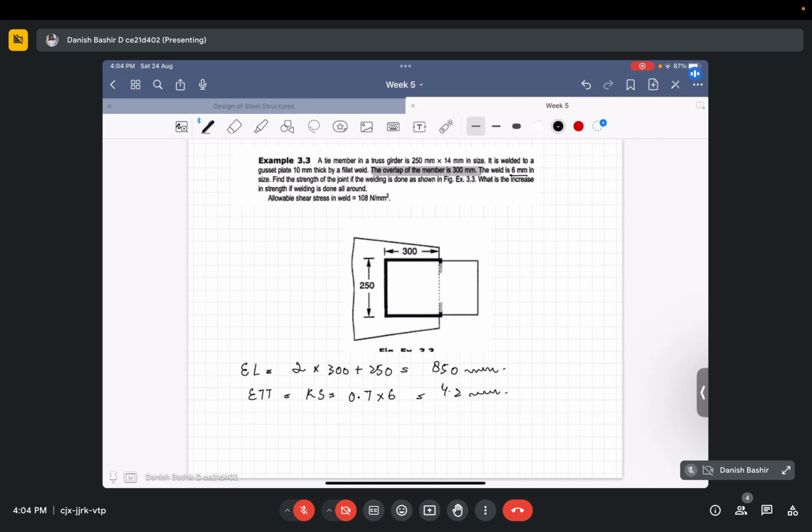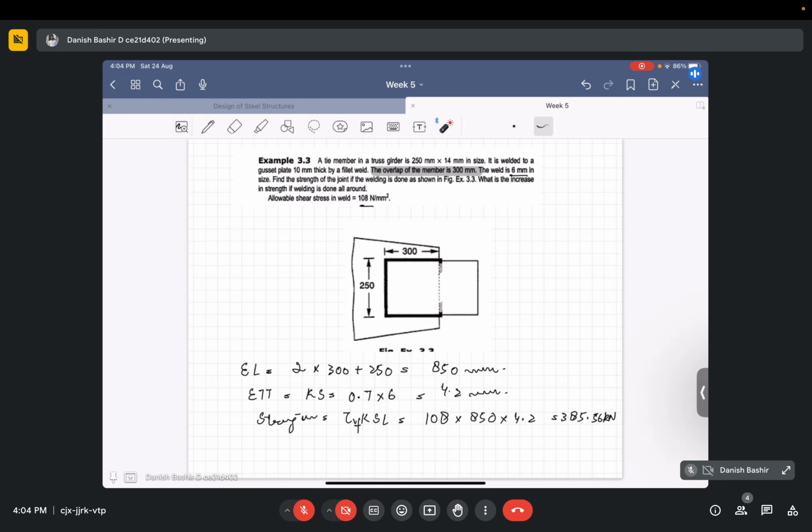So the strength of the flat weld is allowable stress times effective area, that is tau VF times K s times L. It is already told to take allowable shear stress 108. So it is 108 times 850 times 4.2. This comes out to be 385.56 kilonewton. So this is the strength if the welding is done on only 3 faces.